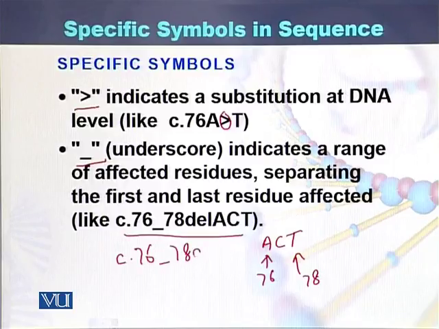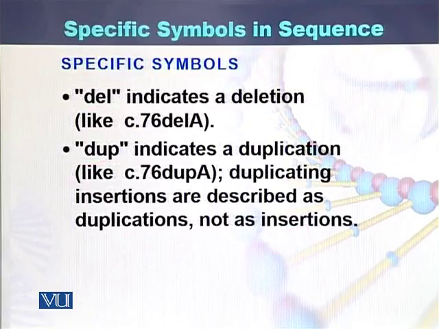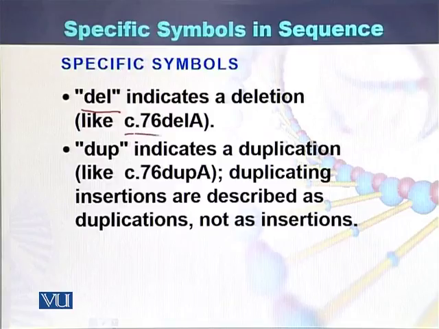Del is the abbreviation for deletion. Deletion of 3 nucleotides which are A, C and T. So there are 3 nucleotides that have been deleted. To write the deleted nucleotides, it will be c.76_78del and those nucleotides which have been deleted. In this case they are ACT. Del indicates the deletion.